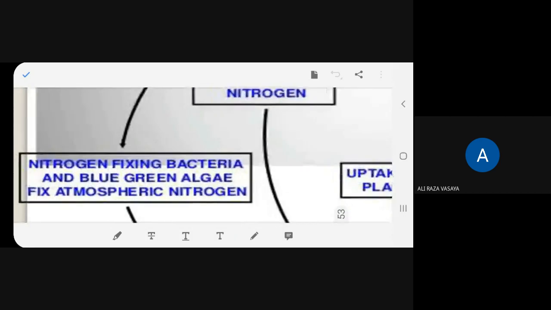So what is present in the soil? We have nitrogen fixing bacteria, namely rhizobium bacteria and blue-green algae, which have the ability to fix this atmospheric nitrogen. Is this much clear? The rhizobium bacteria are present in the nodules of the leguminous plants that I have shown you already, and the blue-green algae have the capacity to fix this atmospheric nitrogen.